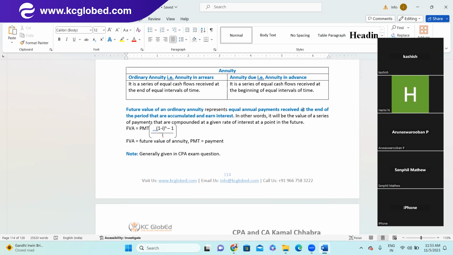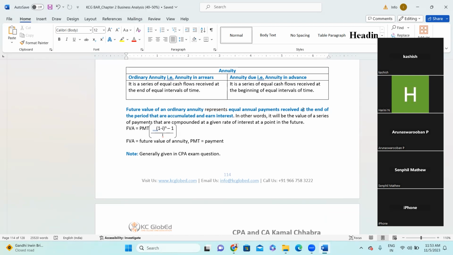So ordinary annuity is the series of equal cash flow received or payable at the end of equal interval of time. Annuity due, on the other hand, is a series of equal cash flow received or payable at the beginning of equal interval of time. So the difference is at the beginning or at the end of the period. Right? Clear? Shall I move on?